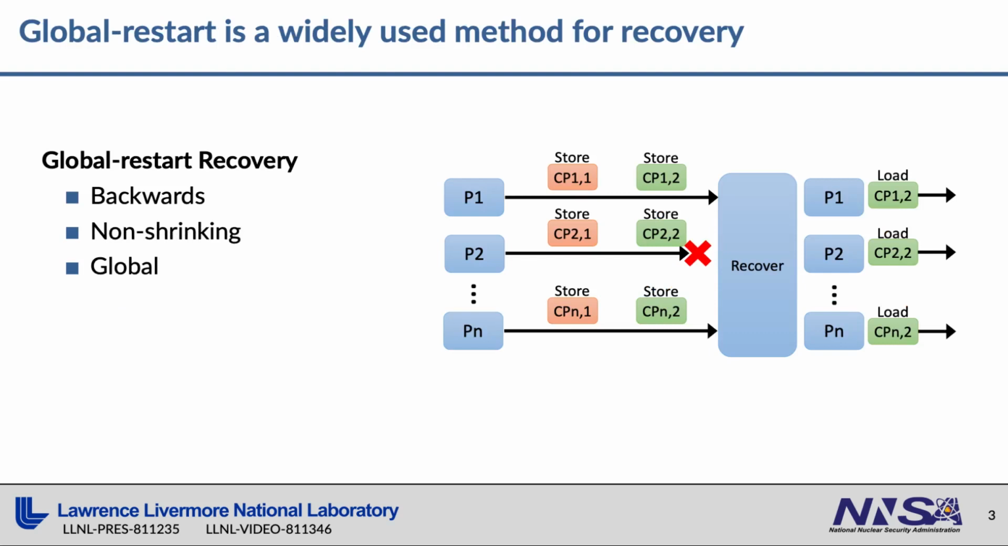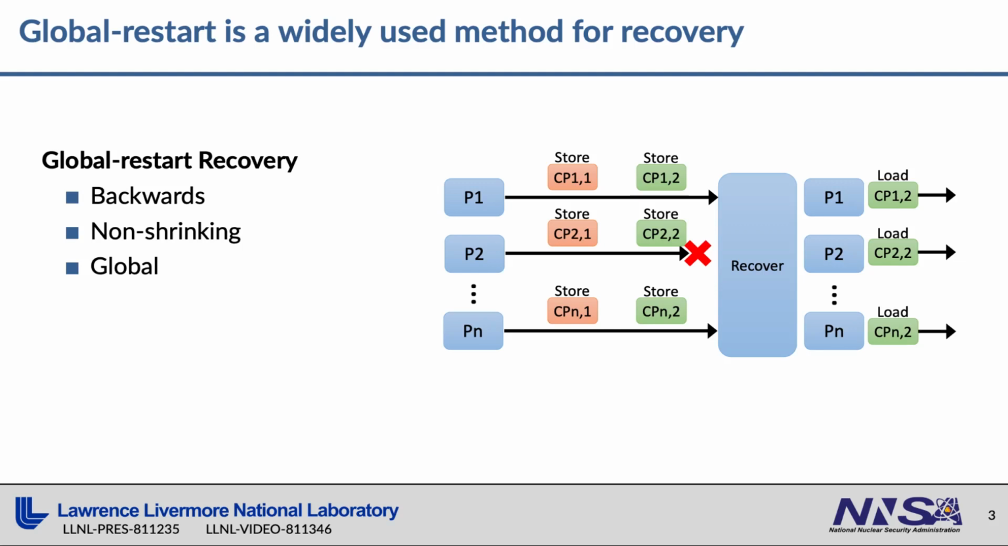Global restart is a widely used method for recovery from failures. This particular recovery method fits very well HPC applications that follow the bulk synchronous processing paradigm, which is the most widely used one. So MPI processes execute, and during their computation, they also store checkpoints of application state. When there is a failure, the system recovers, and then the same number of MPI processes resume execution by loading a checkpoint to continue computation.